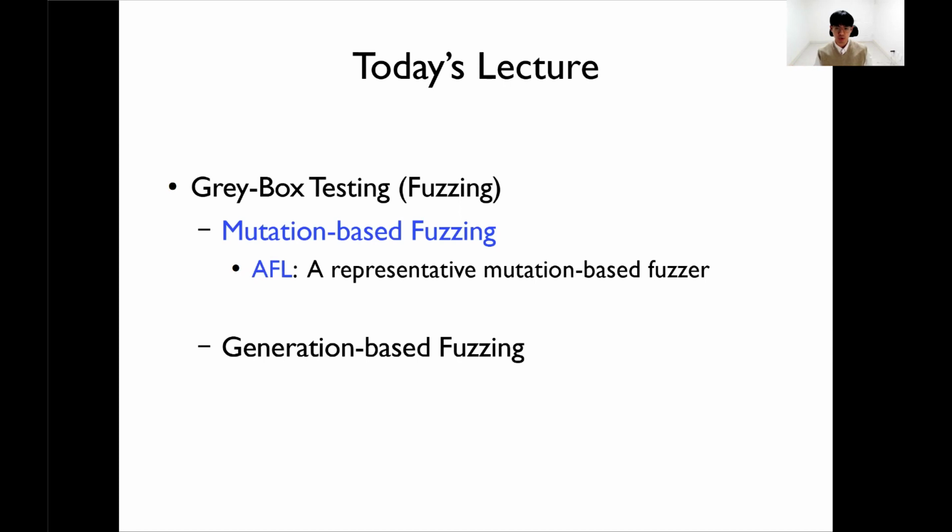Today, I will introduce a well-known software testing method, gray box testing. This technique is usually called gray box fuzzing, or just fuzzing. There are two major approaches for fuzzing, which are mutation-based fuzzing and generation-based fuzzing. Today, we will focus on mutation-based fuzzing techniques. In particular, we will learn how AFL, which is one of the most famous mutation-based fuzzers, works. Okay, let's start.